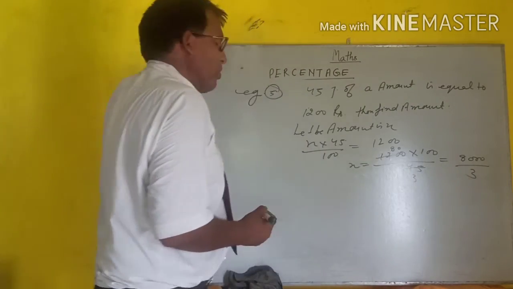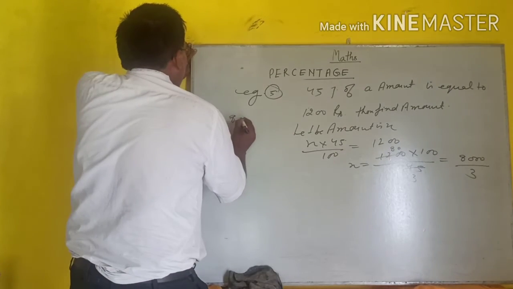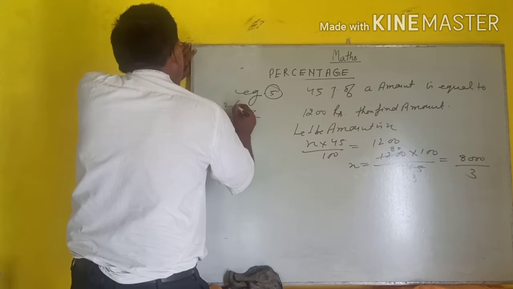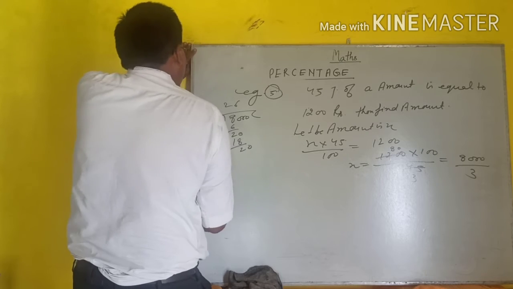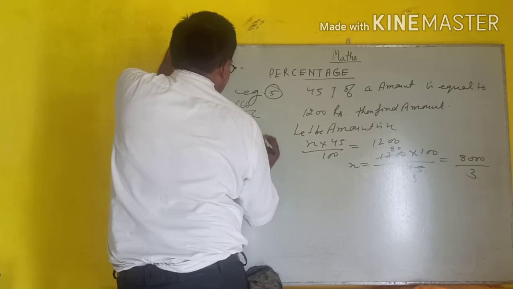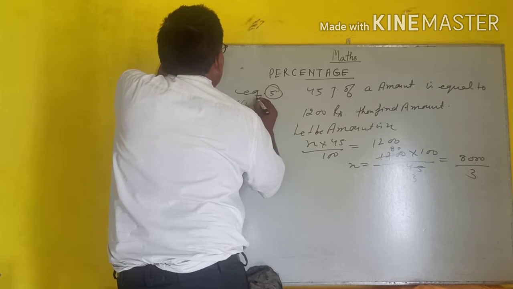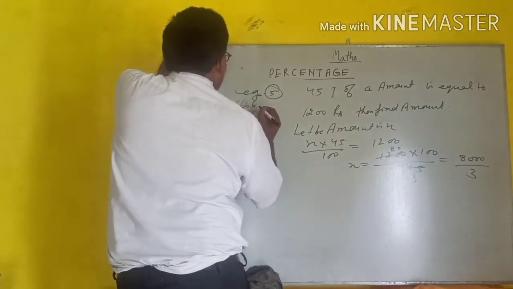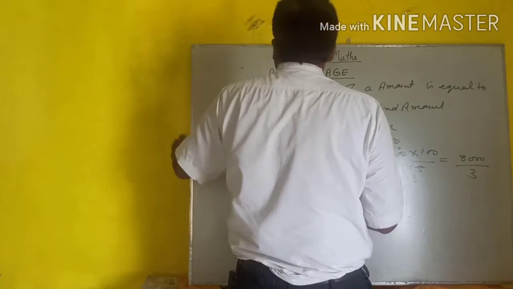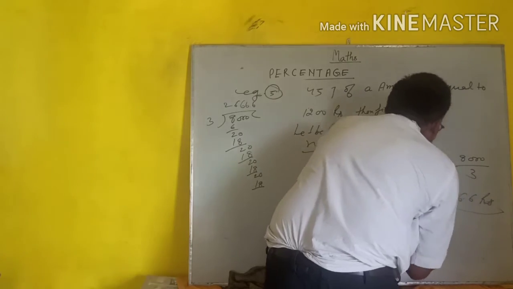Now you divide 8000 by 3 and get your answer. All of you see here, 8000 divided by 3: 3 times 2 is 6, 3 times 6 is 18, and so on. Here you write a decimal point, and you get 2666.6 rupees. That is your answer.